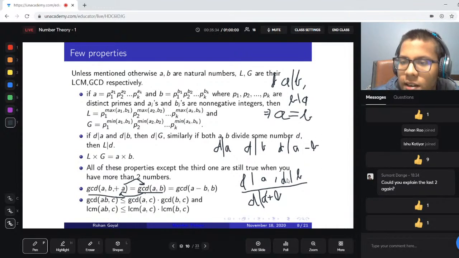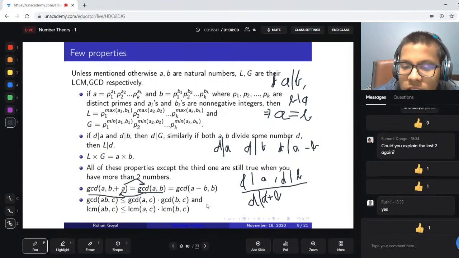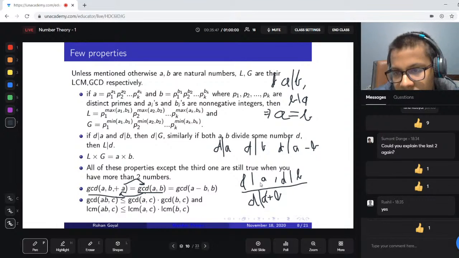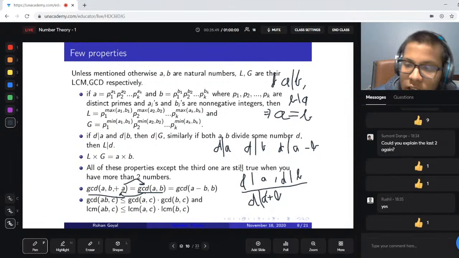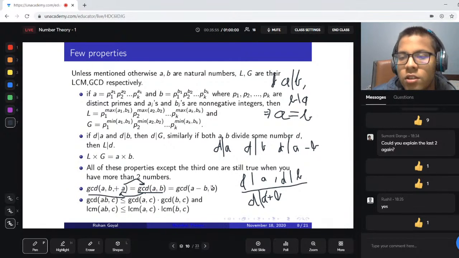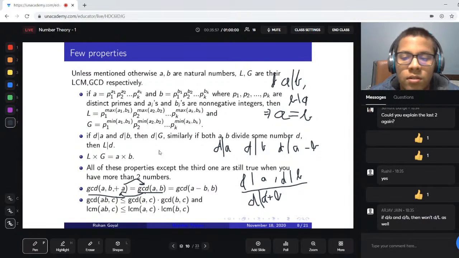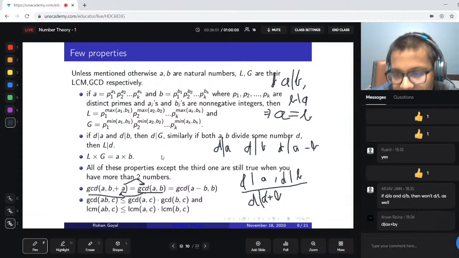You understand what I did? D divides A and D divides B, then D divides A plus B. So the GCD will divide this value, and if D divides A and D divides A plus B, then it divides B as well. So we get the other way as well. So both must be equal. Yes, it would divide the LCM, yes.